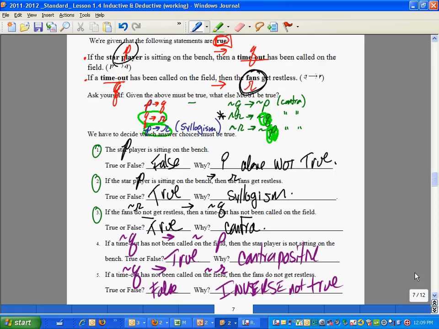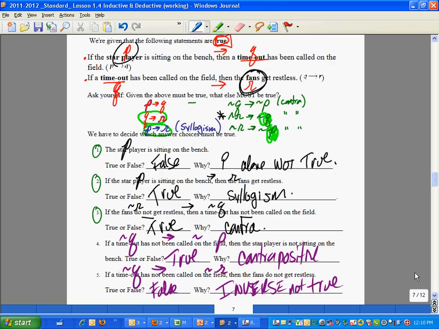Okay, let's try this one more time. If you get a job, then you make money. So say job money. If you have money, you could buy a car. Say money car. Therefore, if you get a job, then you can buy a car. That's syllogism.